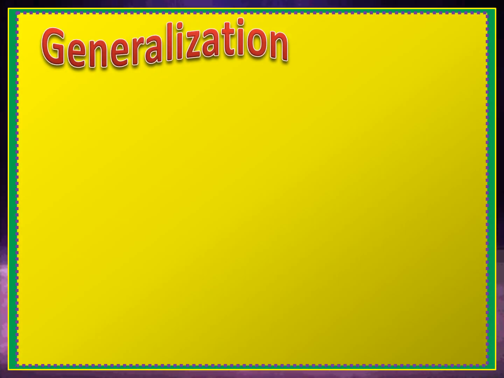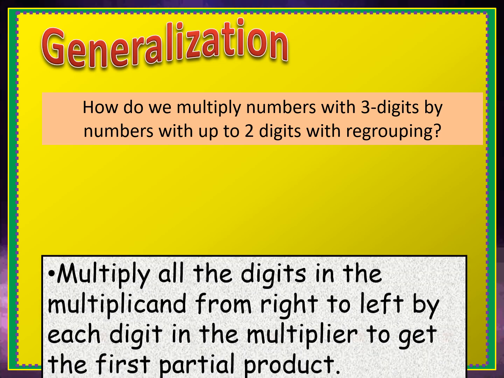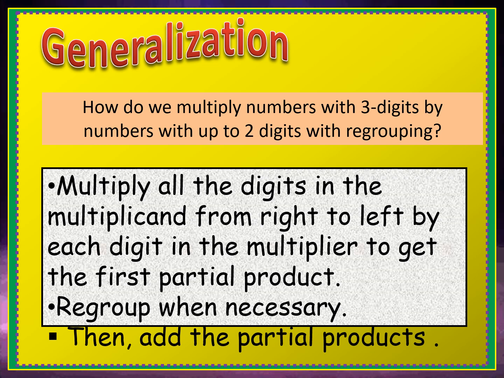For our generalization, how do we multiply numbers of 3 digits by numbers with up to 2 digits with regrouping? So first, multiply all the digits in the multiplicand from right to left by each digit in the multiplier to get the partial products. Then next, regroup when necessary. Then add the partial products.